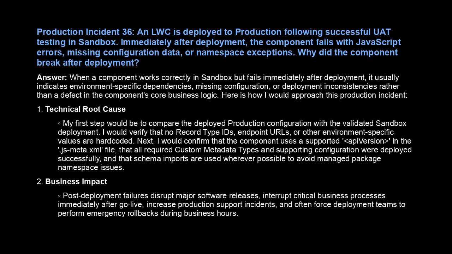Next, I would confirm that the component uses a supported API version tag in the .js-meta.xml file, that all required custom metadata types and supporting configuration were deployed successfully, and that schema imports are used wherever possible to avoid managed package namespace issues. 2. Business impact. Post-deployment failures disrupt major software releases, interrupt critical business processes immediately after go live, increase production support incidents, and often force deployment teams to perform emergency rollbacks during business hours.